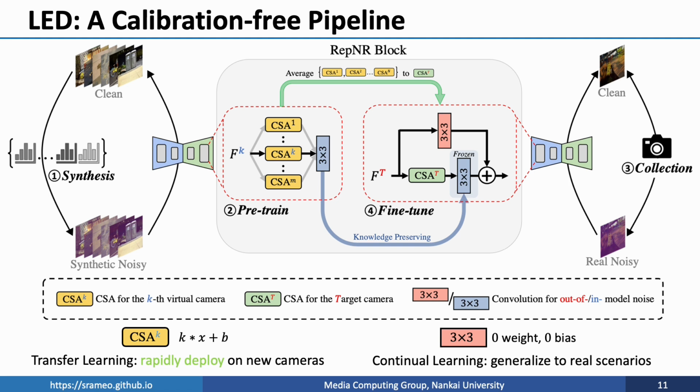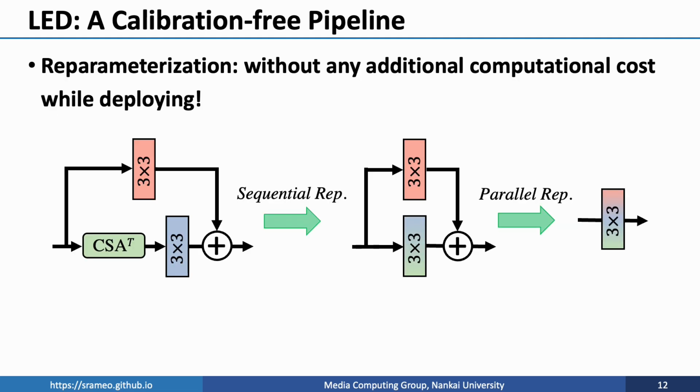Here is a flowchart of LAD. More specifically, we introduce camera-specific alignment, CSA, for each virtual camera in the pre-training process. After pre-training, we average the weights of all CSA into a single one and combine it with a convolution to form IMNR, the in-modal noise removal branch. Plus, we add an out-of-modal noise removal branch, OMNR, to tackle out-of-modal noise. Two-step optimization is introduced in this period.